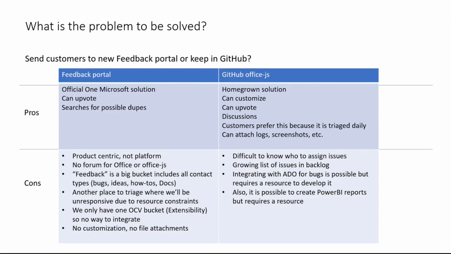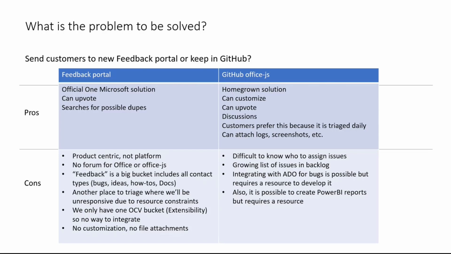Do we send you all to the feedback portal and have difficulty triaging there? Or do we keep it in GitHub? You probably remember I brought this up a couple months ago. I personally feel that we should keep you guys where we're already at, which is in the GitHub repo. We have the feedback process volunteers there daily. So we know that we're meeting our service level agreements and triaging issues as they come in.